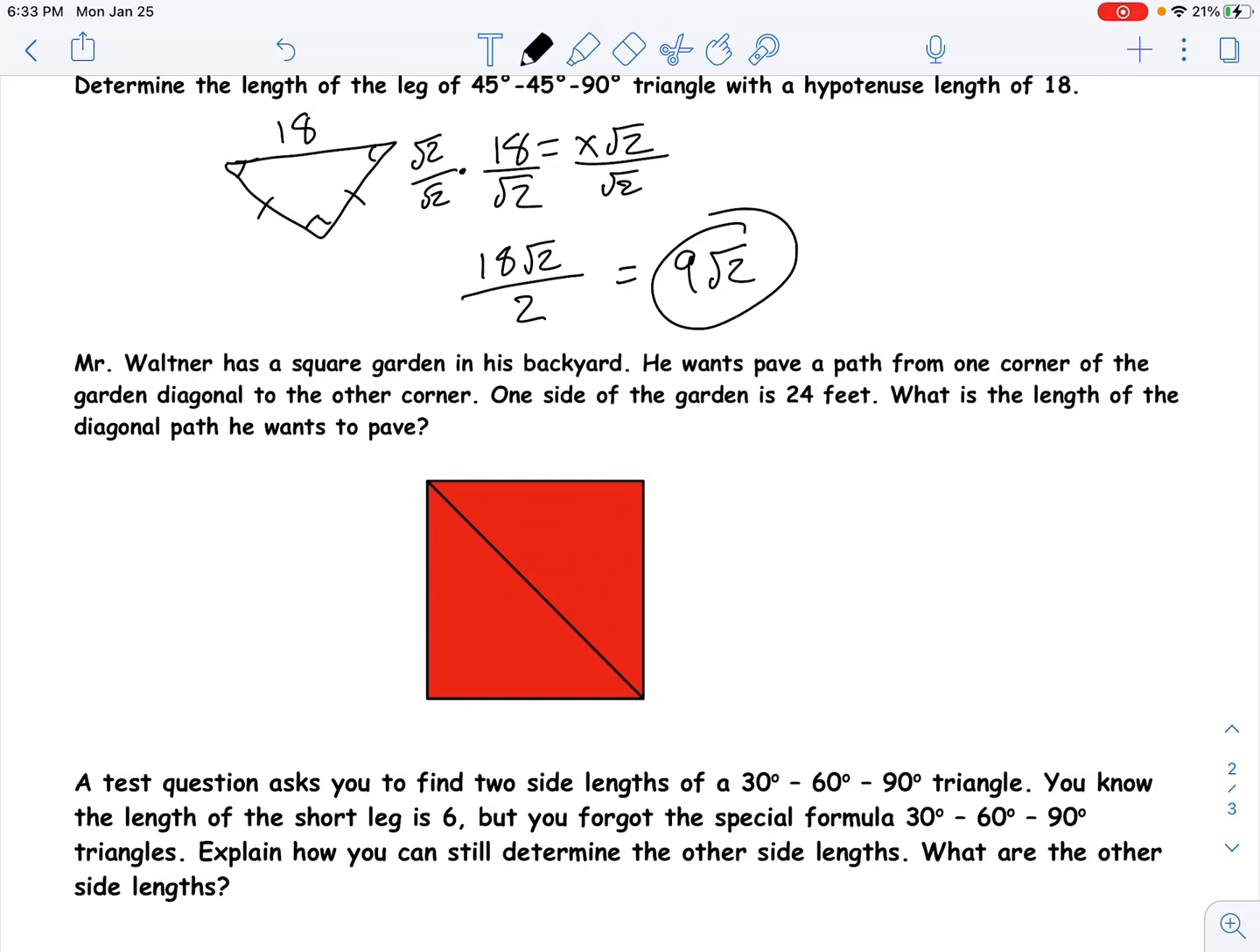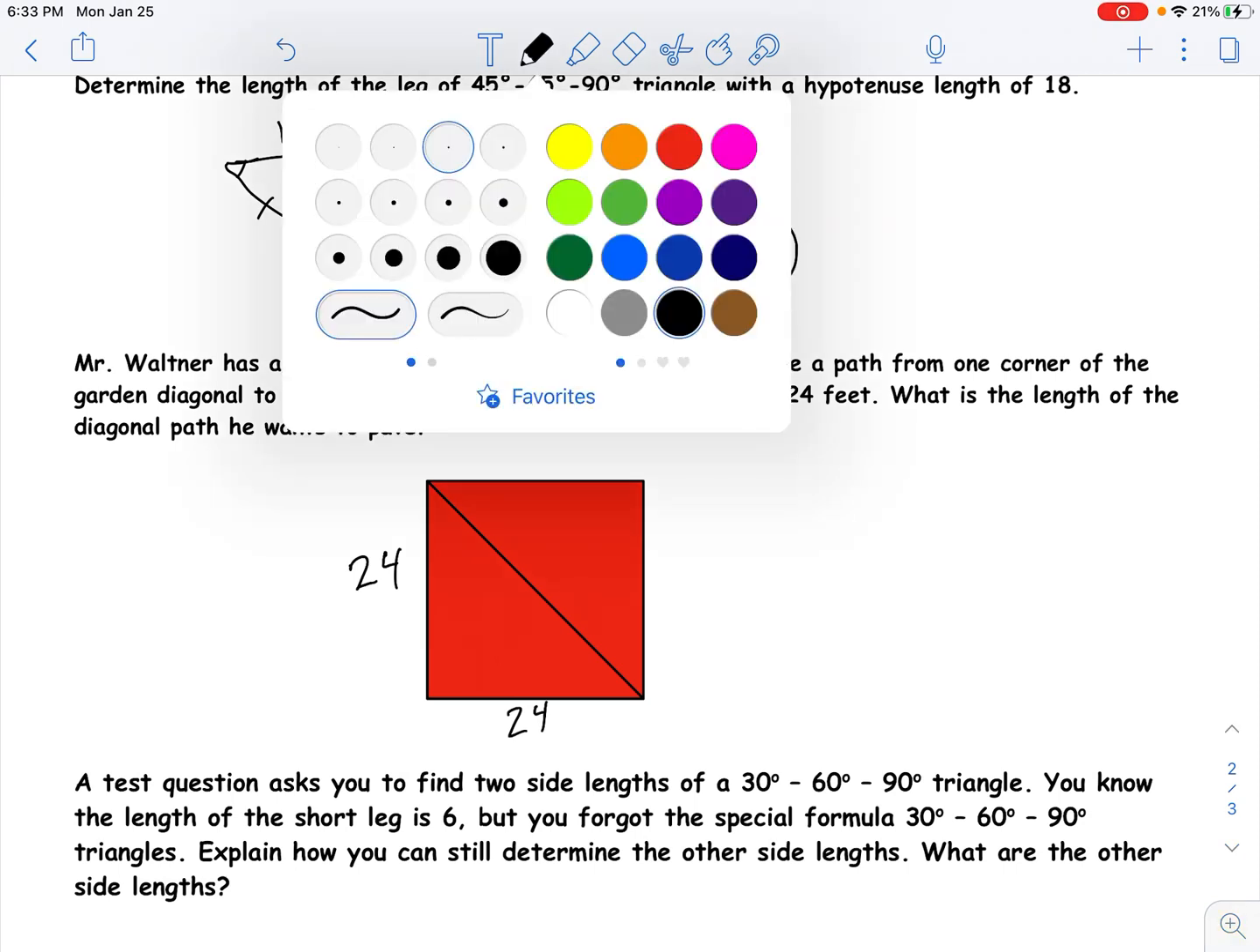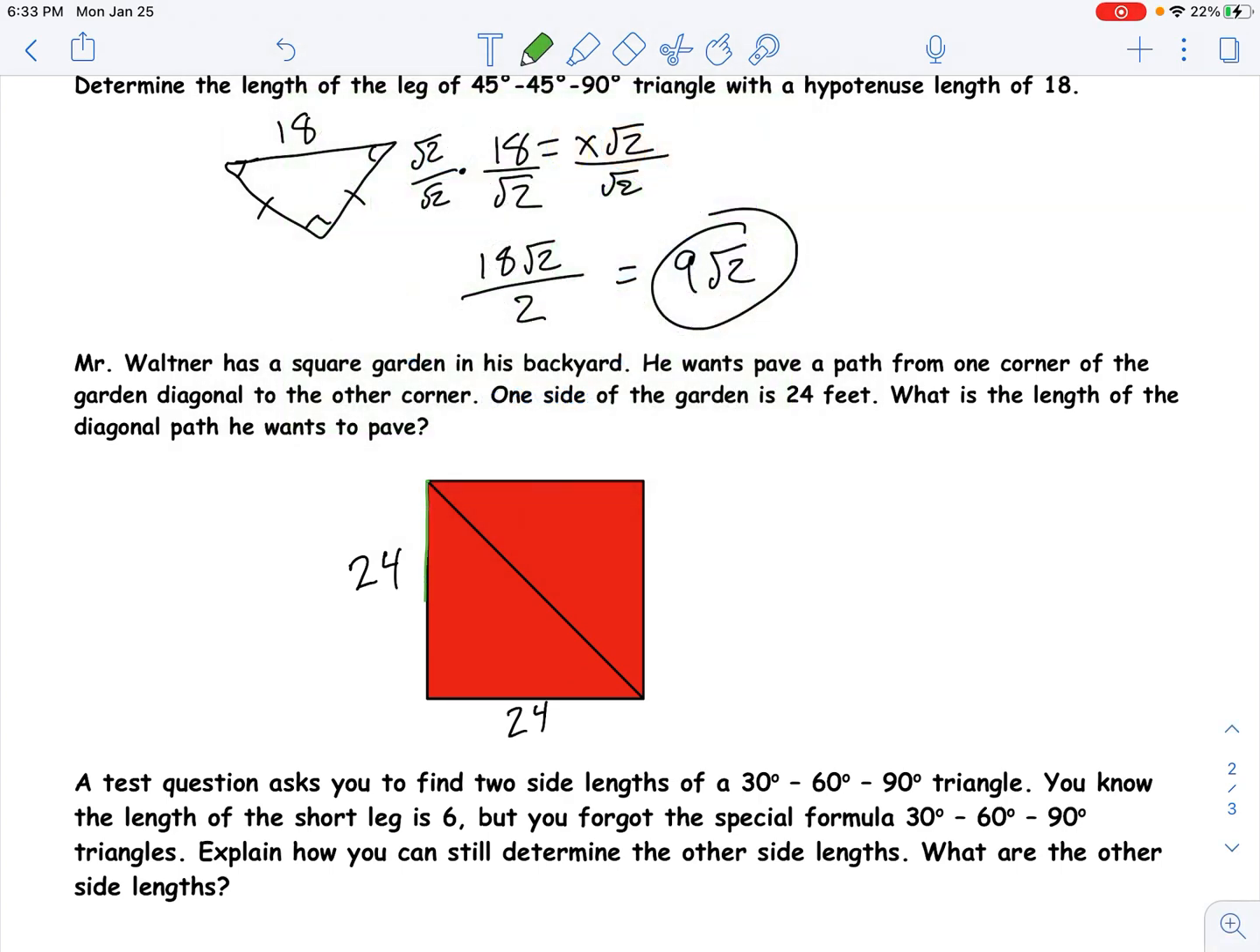One side of the garden is 24 feet. So if it's a square, that means this one is also 24 feet. And what we have here is a triangle, and it's specifically a 45, 45, 90 triangle. Let's see if I can show you a little bit better here. It's not going to work. Okay.